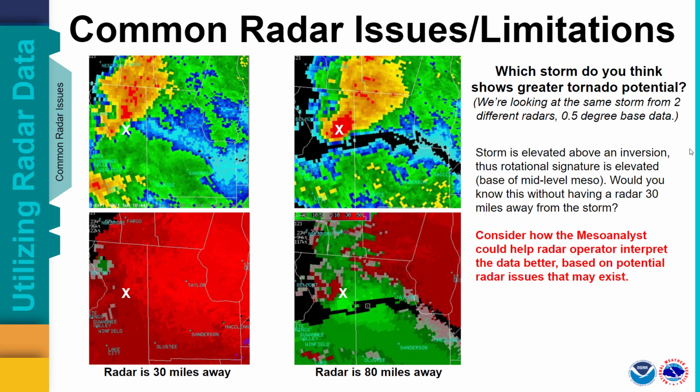But what if this storm was elevated above an inversion? The closer radar better defines what is occurring closer to the ground, in this case, very little rotation. A hail threat perhaps, but likely not a tornado. The mesoanalyst might help when it comes to filling in the information you may be missing, such as this example if you only have the one radar 80 miles away.